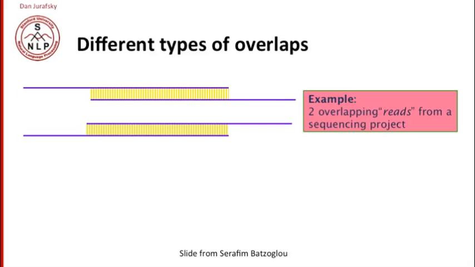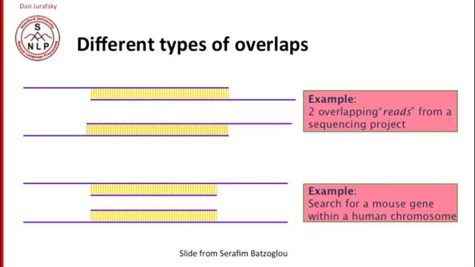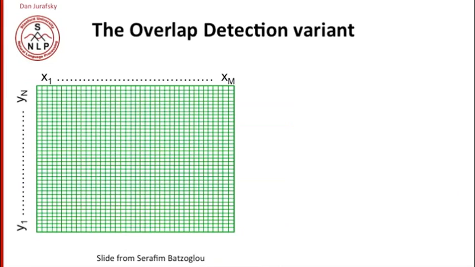And in fact, there can be various different kinds of overlapping of this sort. This might happen when we're doing sequencing and we have overlapping reads, or it might be that we're looking for a piece of a gene inside another piece, and so we have a subset piece inside a larger piece. So the variant of the dynamic programming algorithm that we use for overlap detection, the overlap detection variant, we'll just make a few small changes in the algorithm.